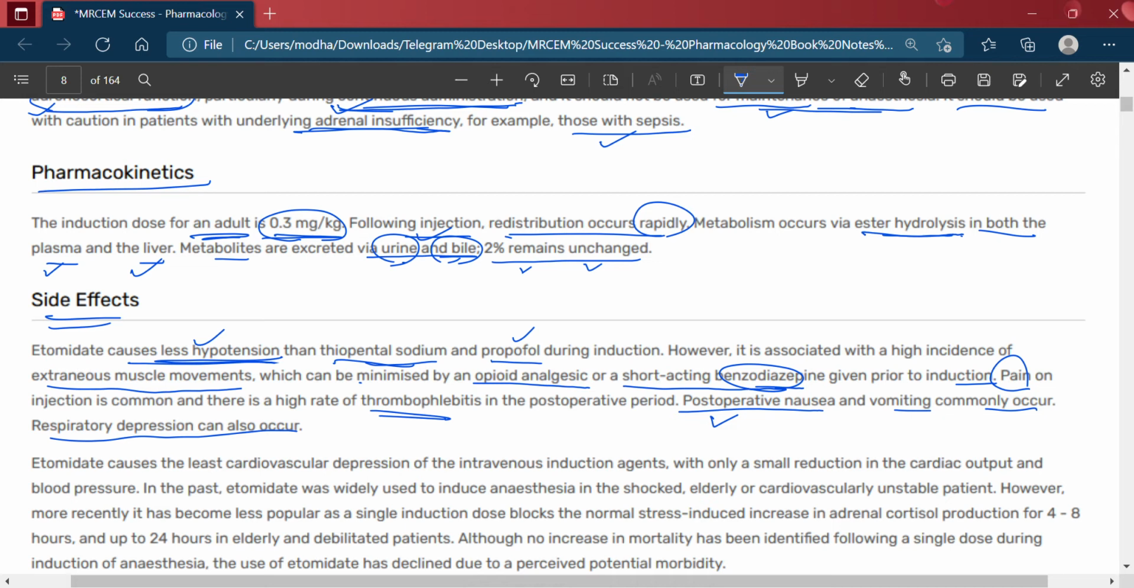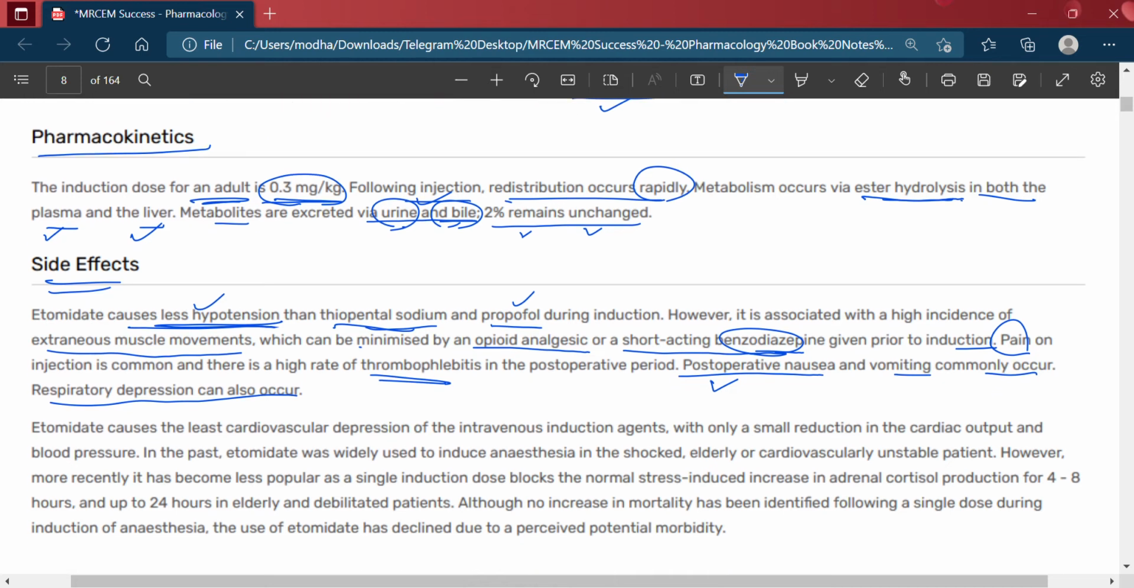Etomidate causes the least cardiovascular depression of the intravenous induction agents, with only a small reduction in cardiac output and a small decrease in blood pressure.